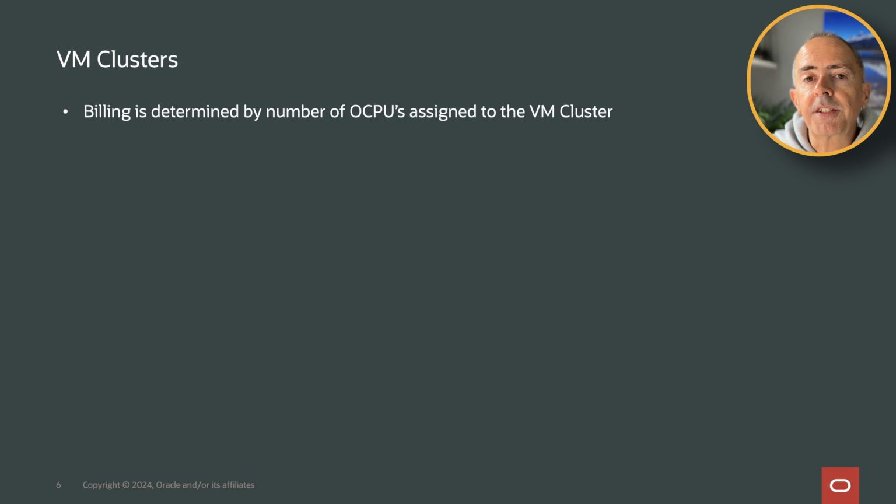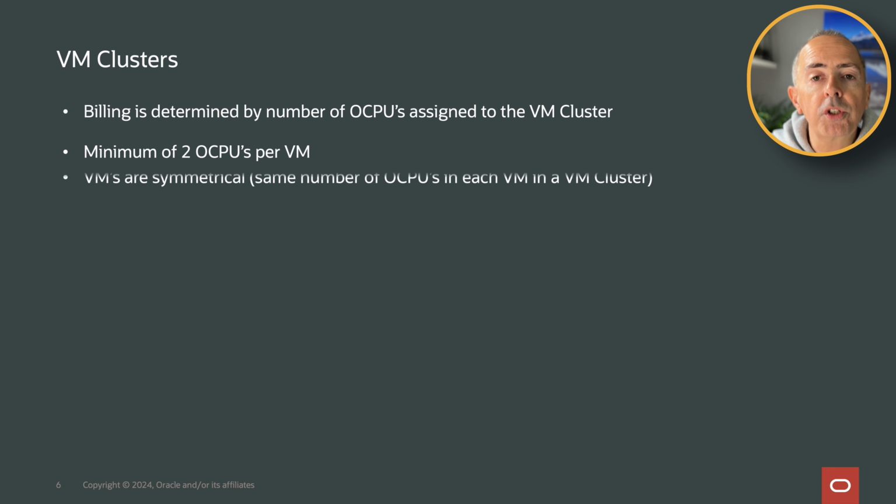Now, with a VM cluster, it's important to remember that the database service that you consume is built on the allocation of OCPUs to the VM. Typically you want to consolidate multiple Oracle databases into VM clusters to get the most efficient use of the resources and smooth out the peaks and troughs of the workloads. So you want to size your VM cluster to meet the workloads whilst also keeping the costs down.